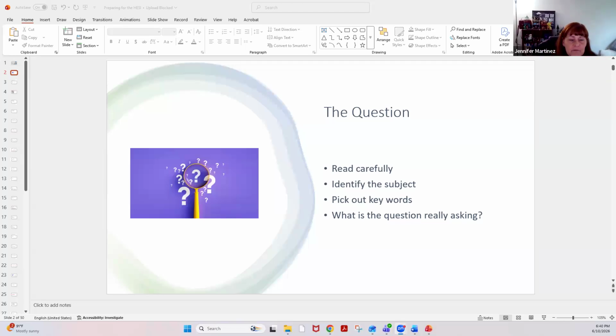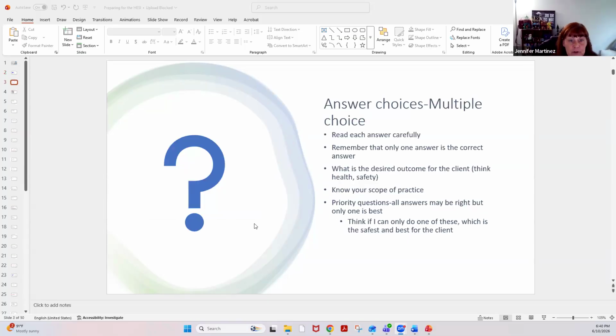So the question, all right, as always, make sure you read it carefully. You identify the subject of the question, pick out those key words, and what is the question really asking you? When we're looking at multiple choice questions, you want to read each question carefully, but you also want to read each answer carefully. Remember that only one answer is the correct answer.